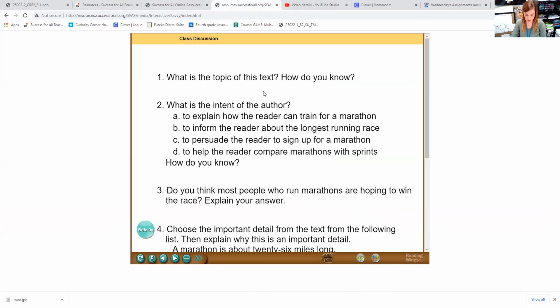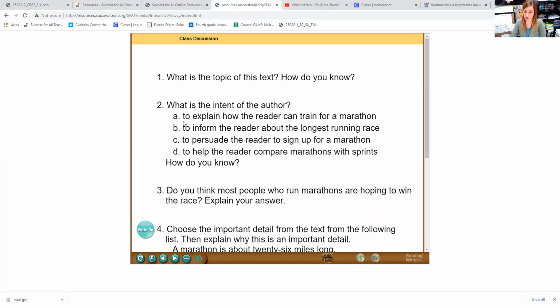Okay, let me go over the questions. The first one says, what is the topic of this text and how do you know? So think about what the topic is of the text that you're reading today on page 55. And then you have to answer, how do you know? Number 2, what is the intent of the author?